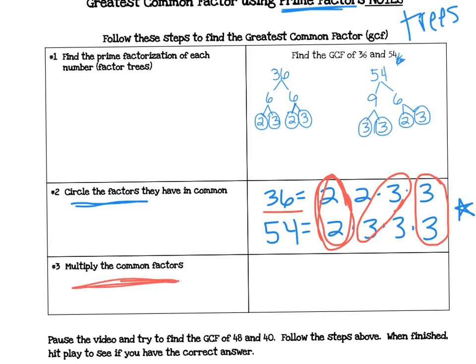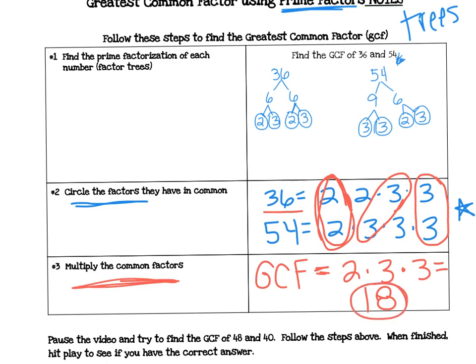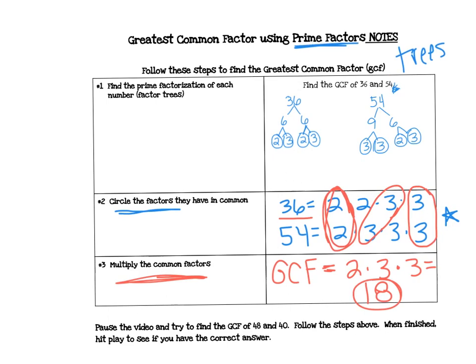Now I'm going to multiply the common factors. However many circles you have, that's how many common factors there are. That's how many numbers you should multiply. Okay, so my greatest common factor is going to be 2 times 3 times 3, which is 2 times 3 is 6. 6 times 3 is 18. So I'm saying my greatest common factor is 18. Okay? Now, check to see, does that make sense?